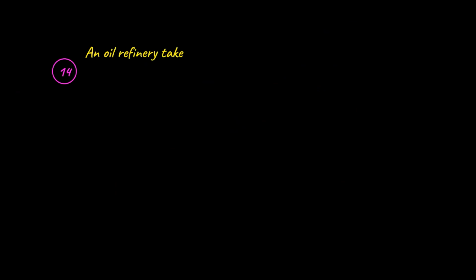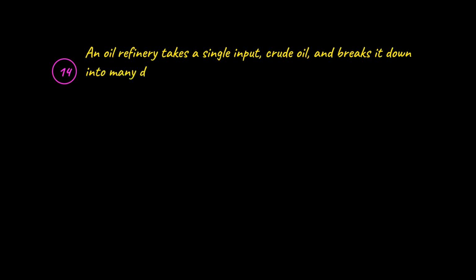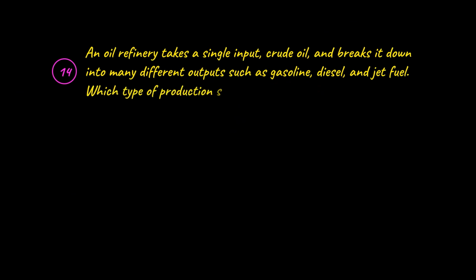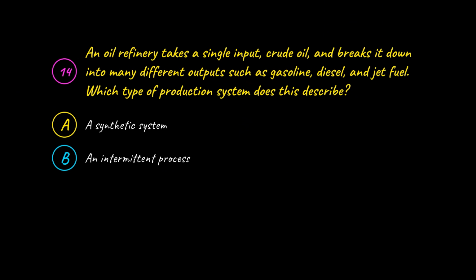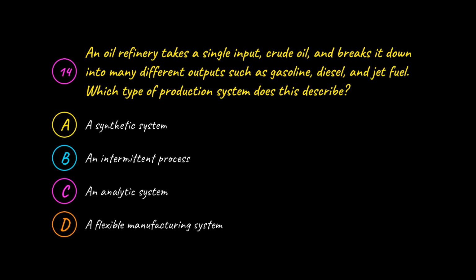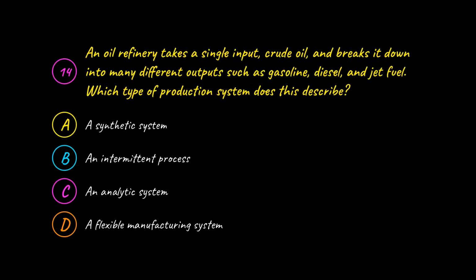Question 14. An oil refinery takes a single input, crude oil, and breaks it down into many different outputs such as gasoline, diesel, and jet fuel. Which type of production system does this describe? Your options are A, a synthetic system, B, an intermittent process, C, an analytic system, D, a flexible manufacturing system. Which would you go with? Lock it in before the reveal.